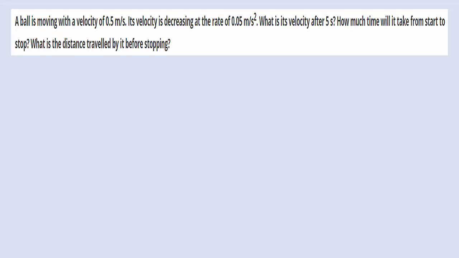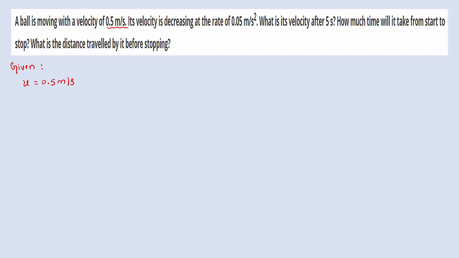I had given one homework in the previous video lecture. First I am going to solve that problem here. I hope you already solved this problem. Let us check the final answer of this numerical problem. See here, a ball is moving with a velocity of 0.5 meter per second. That means initially the ball is moving. Initial velocity of the ball is given 0.5 meter per second. So let us write it as u equal to 0.5 meter per second.